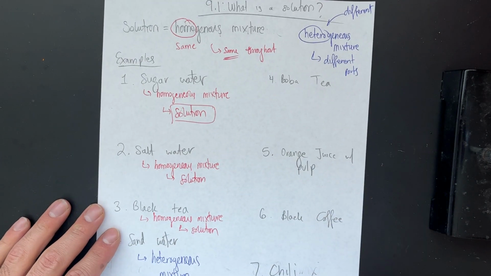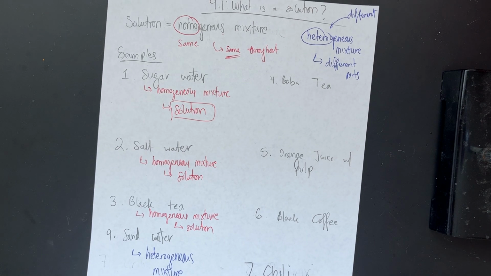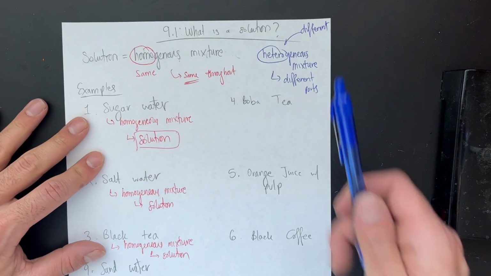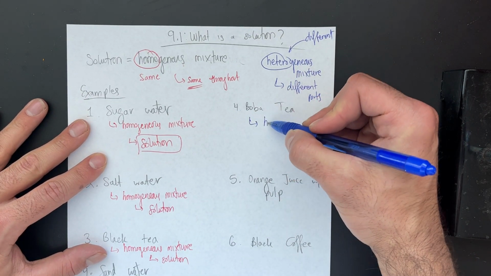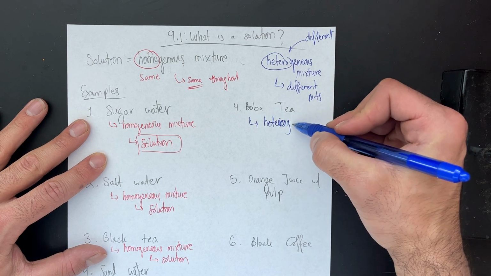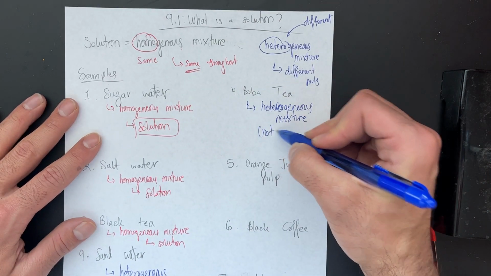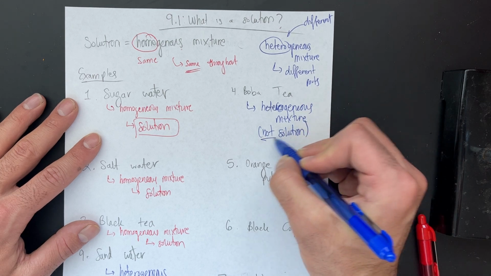How about boba tea? The thing with boba, as you guys know, is it has little pearls. And so those things make it so that the fifth sip may taste different than the first sip, which may be different than the third sip. It's not the same throughout. There's like a boba part and there's a tea part. It's like boba and tea, they're separable. And so therefore, we say that this is a heterogeneous mixture. It is not a solution.